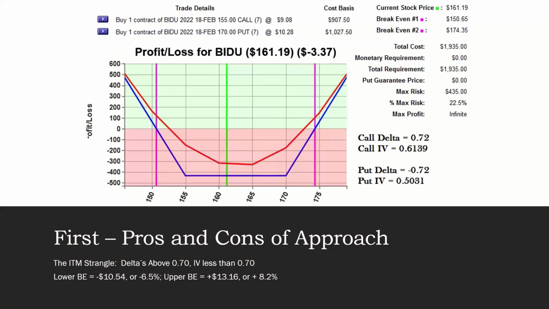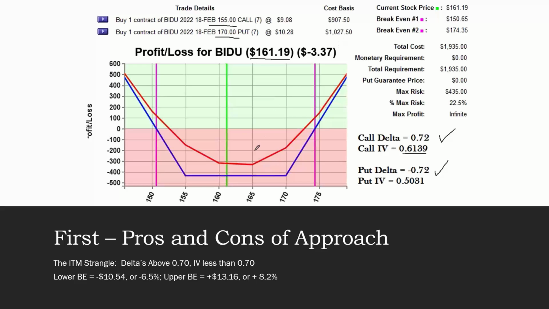But let's go back. The pros and cons of each approach. An in the money long strangle, with Baidu's earnings coming out next week and looking for the February 18th expiration cycle, an ITM long strangle buying the in the money 155 call with Baidu at 161.19 and buying the 170 put. Both deltas are in her range above 0.72, and the implied volatilities, of course, are in the lower range she was looking for, less than 0.70 as well.